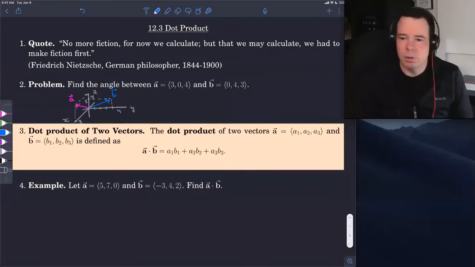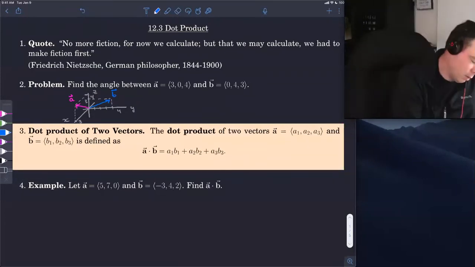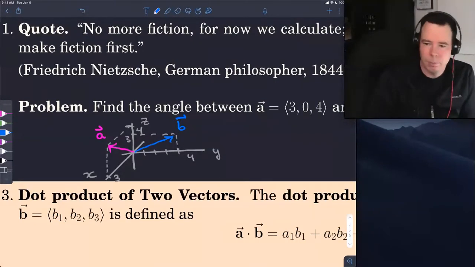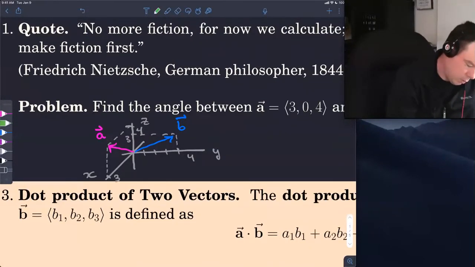And what we'd like to do is find the angle between them. So I'll zoom in a little bit here. We'd like to find the angle between these 2 vectors. So that would be this angle here. And that's our question. What is the angle?